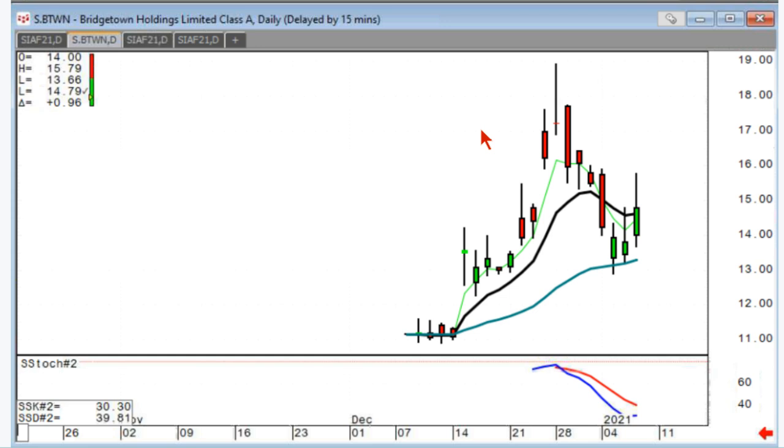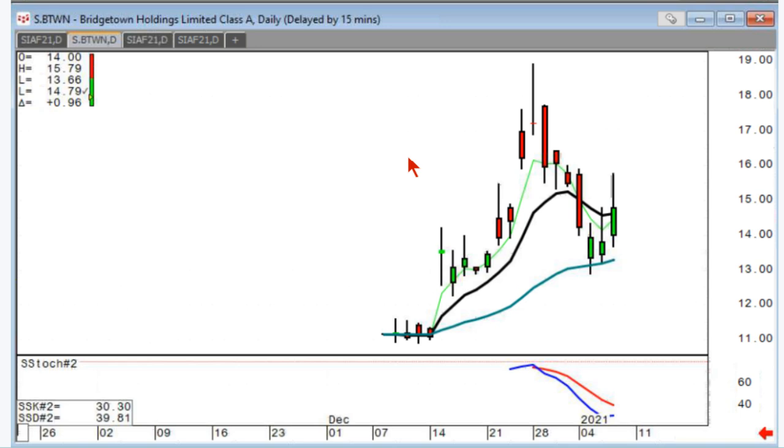So what was that? BTWN? You could be buying this one. You can see how it's supported at the 34, close above the T-line. You definitely need to see strength in this one. I guess that's a fairly new offering.